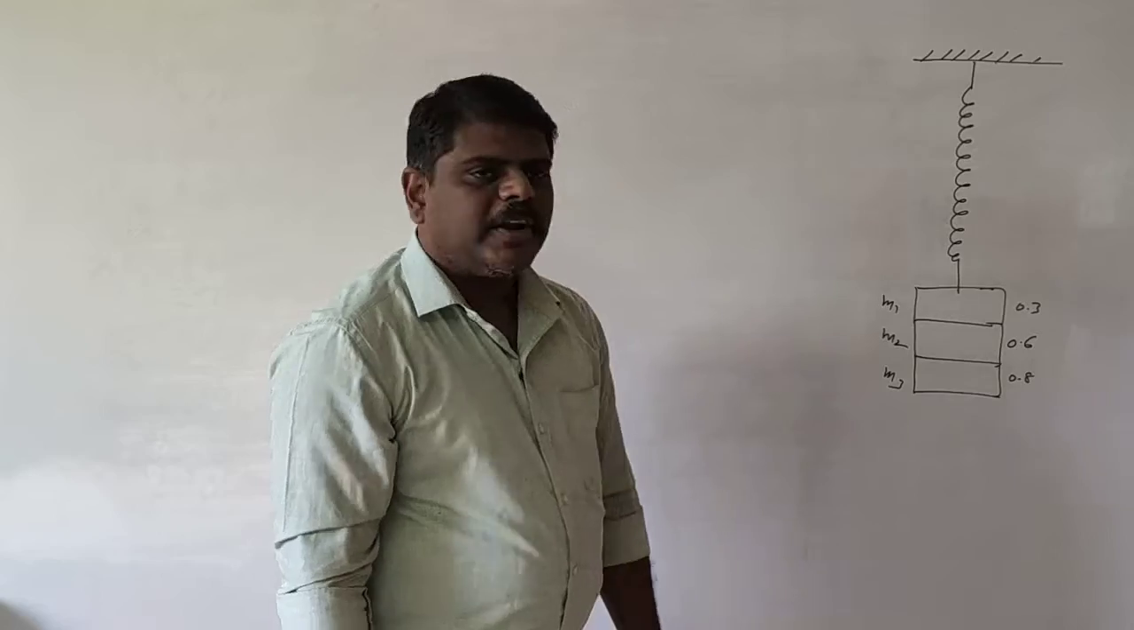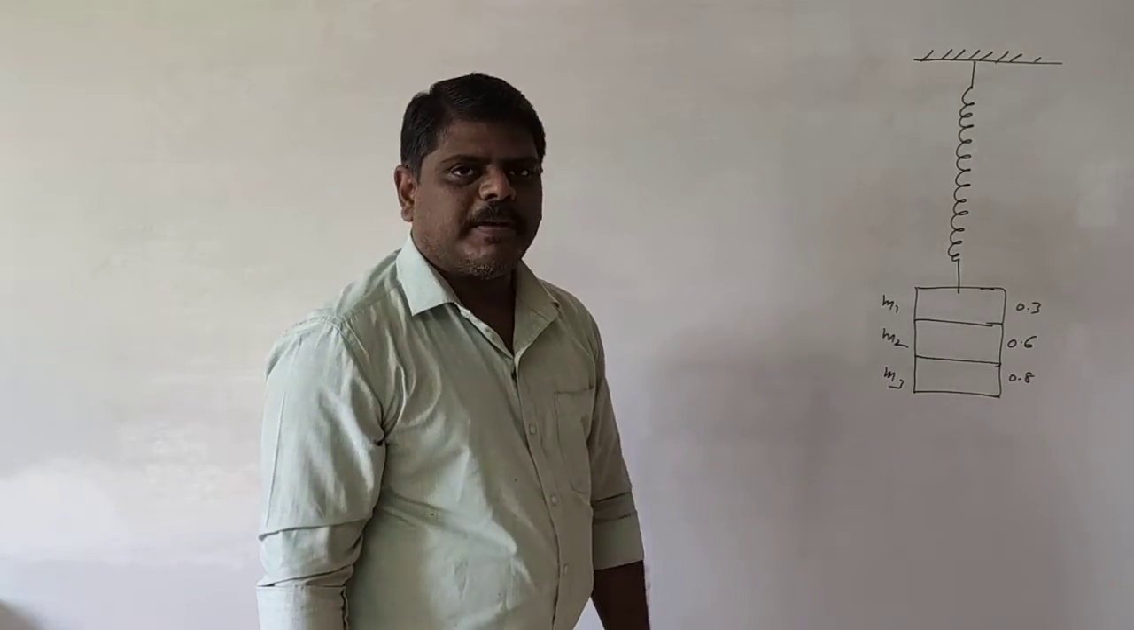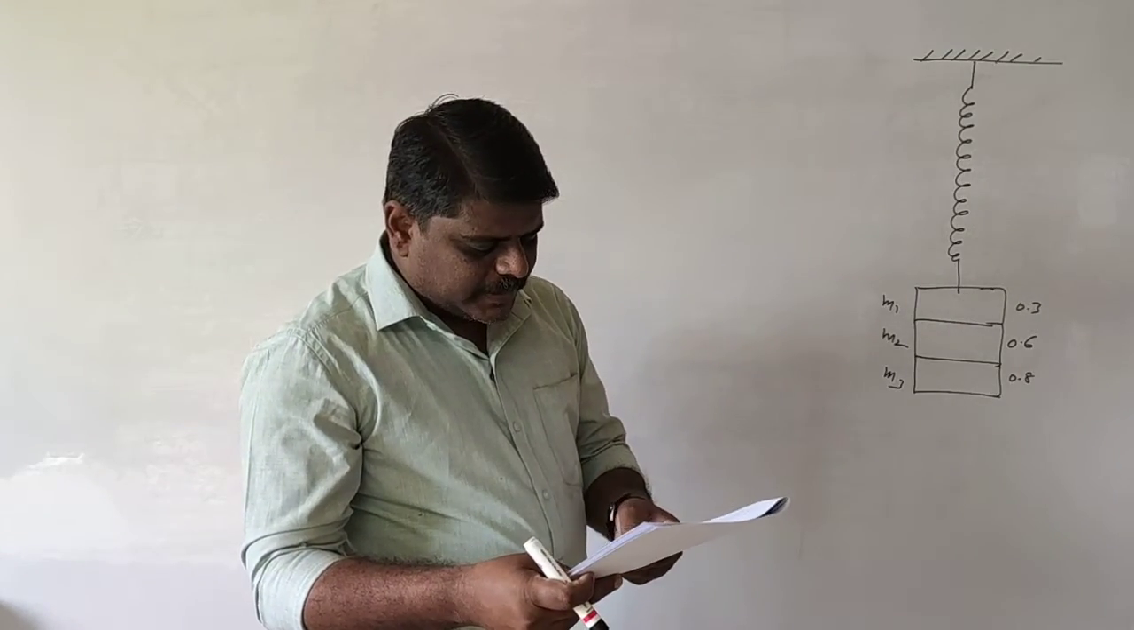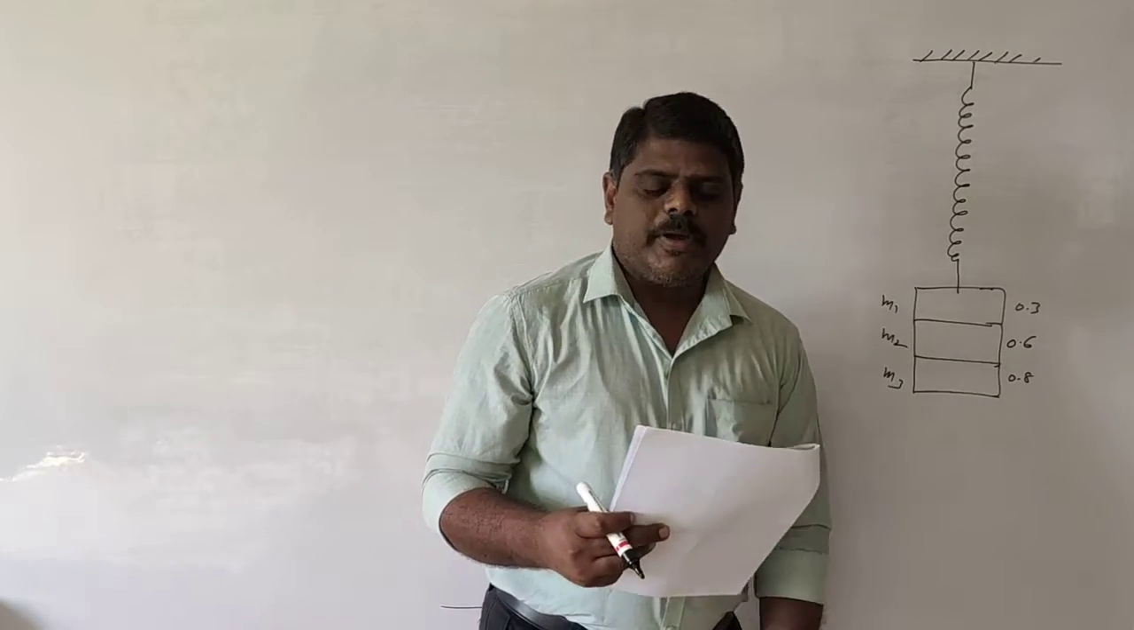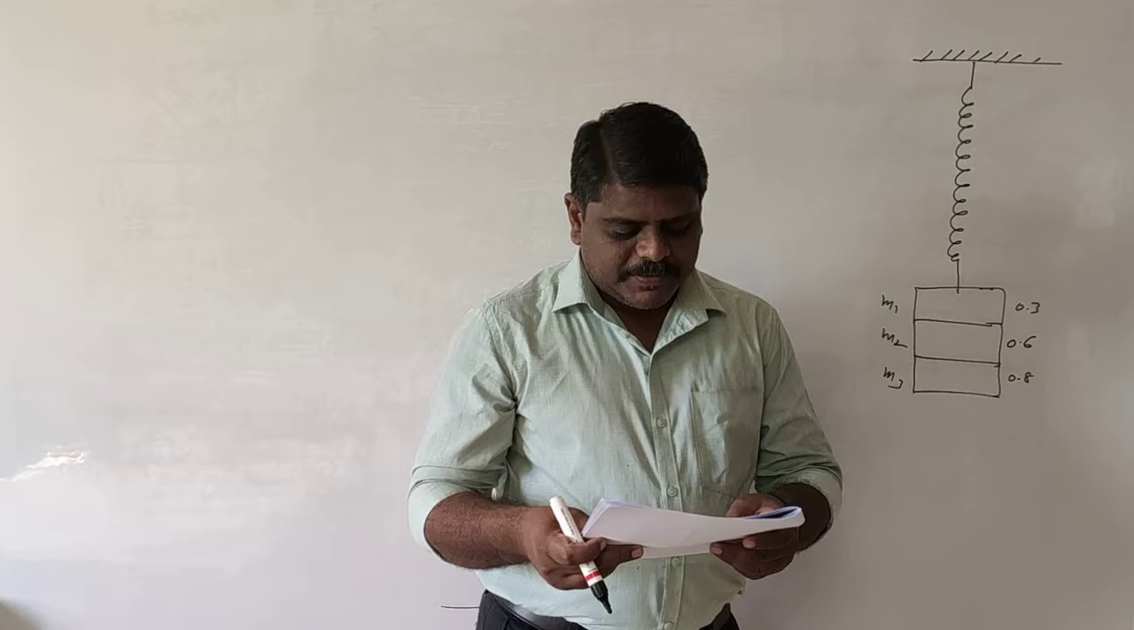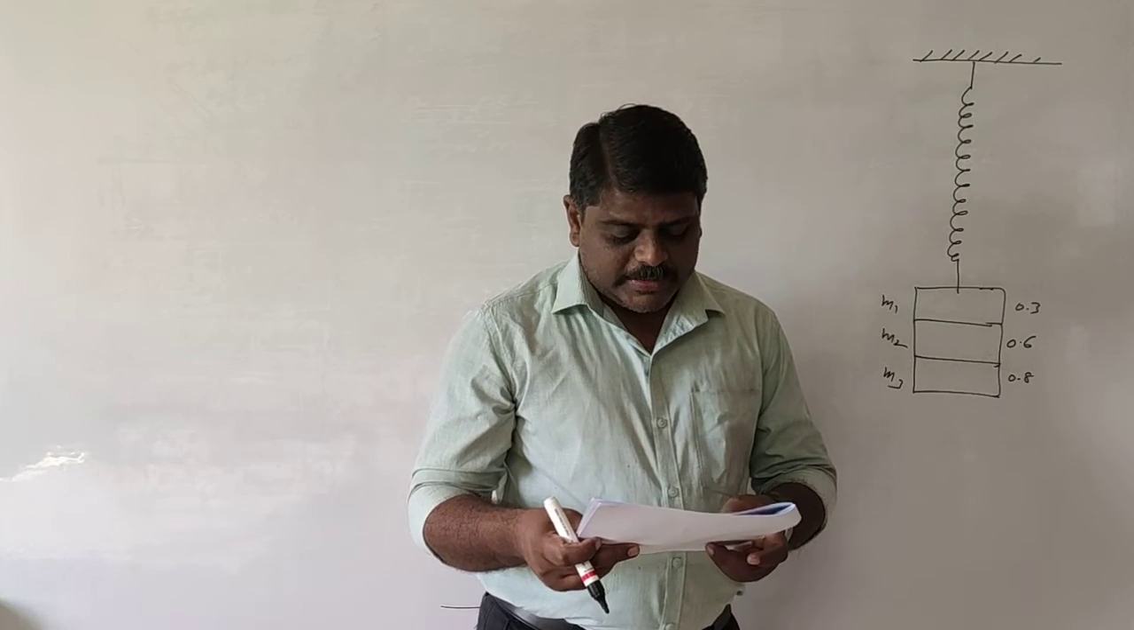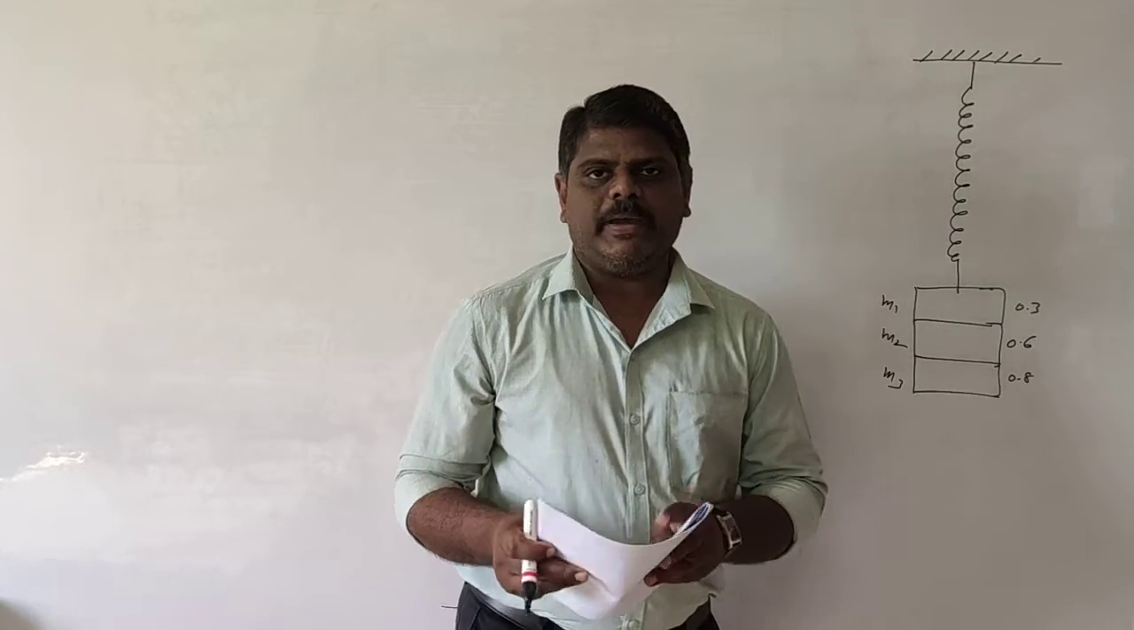The three masses are attached like this, and they are suspended. The problem says that when the 0.8 kg is removed, the system oscillates with a time period of 3 seconds. And you have to find the time period when the 0.6 kg is also removed.